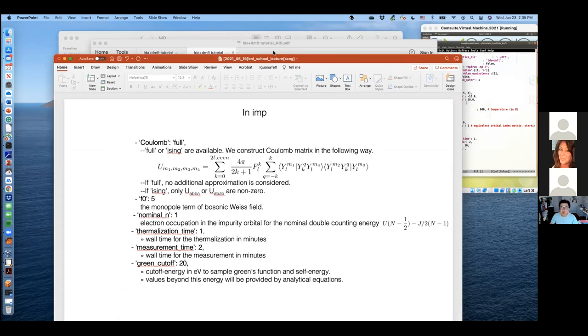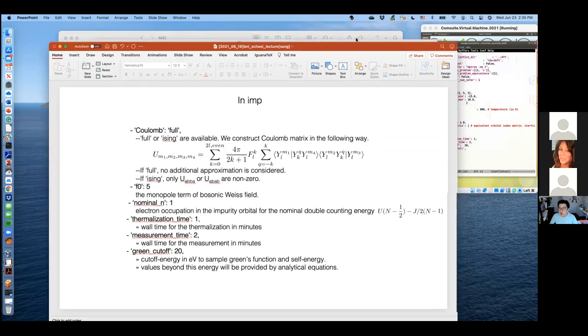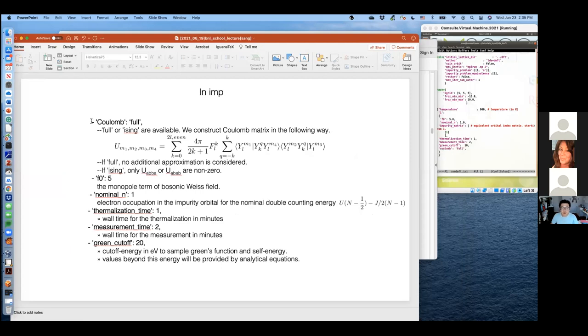Okay, and once we provide the Hubbard U value by providing F here, we can still make a further approximation. Once we provide all the Slater integrals, then we can construct the Coulomb interaction tensor. But sometimes we do not want to go into this full version of the Coulomb interaction, but we want to neglect some of the terms. For example, if we set it to Ising, then only the ABBA or ABAB terms are non-zero, and all the other terms will be neglected. And this F0 is the way to provide the Coulomb interaction using the Slater integral.